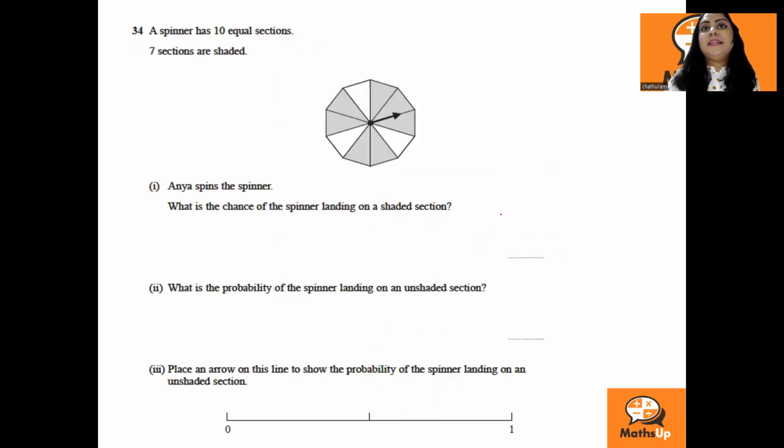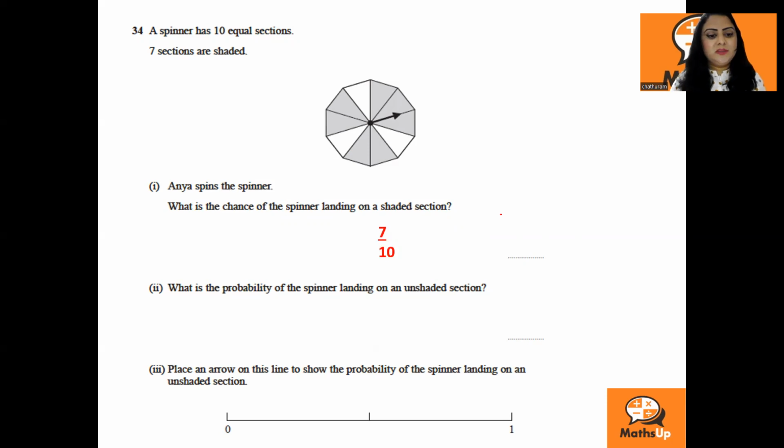Then the 34th question. A spinner has 10 equal sections. 7 sections are shaded. The first one: Anya spins the spinner. What is the chance of the spinner landing on a shaded section? Out of 10, there are 7 chances of landing on a shaded section. As a fraction, you can present it as 7/10 and as a decimal, 0.7.